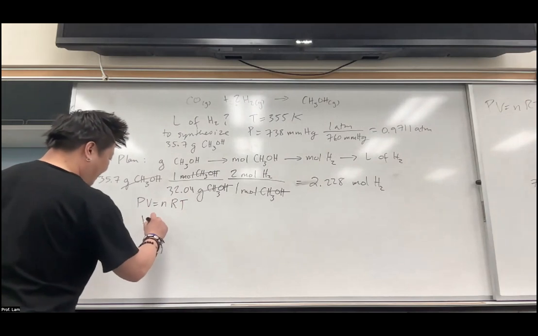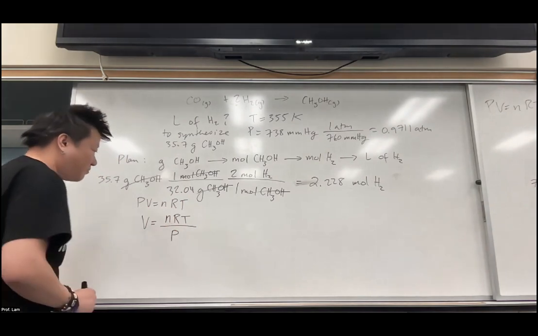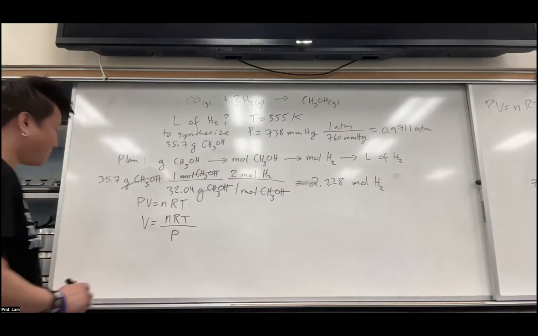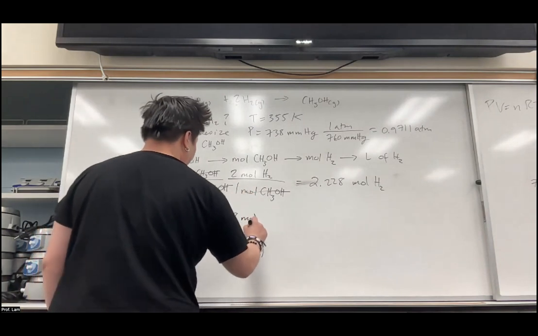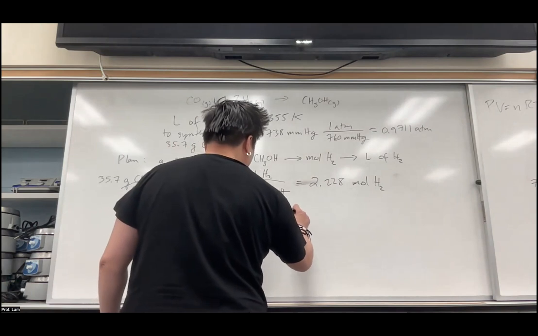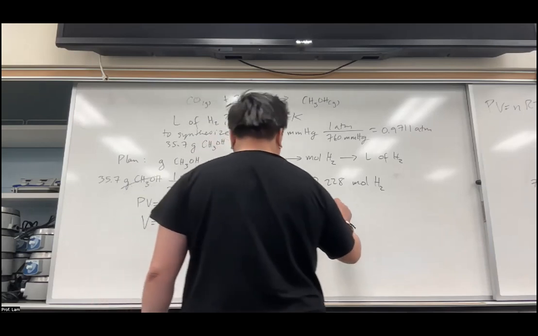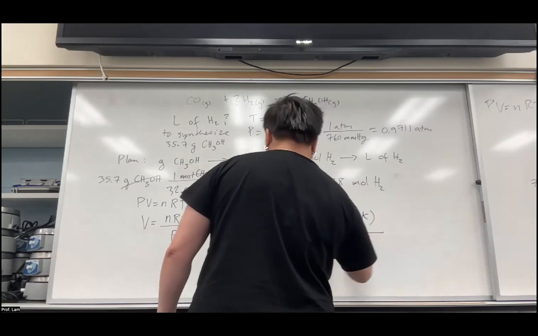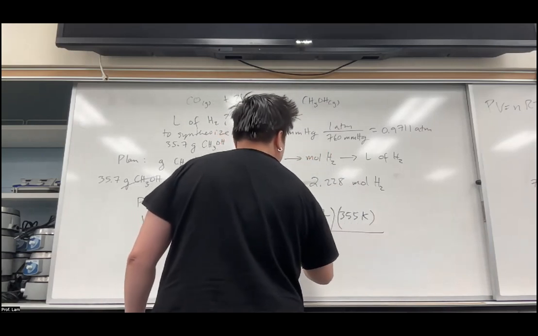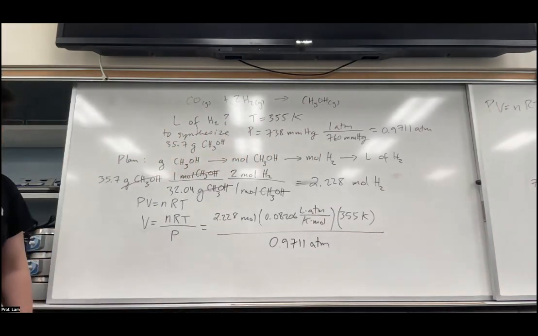So V is equal to nRT over P. So what is moles? 2.228. R is 0.08206 liter ATM per mole Kelvin, times the temperature, 355 Kelvin, over the pressure, which is 0.9711 ATM. All right, you guys agree? So that's the setup, right?